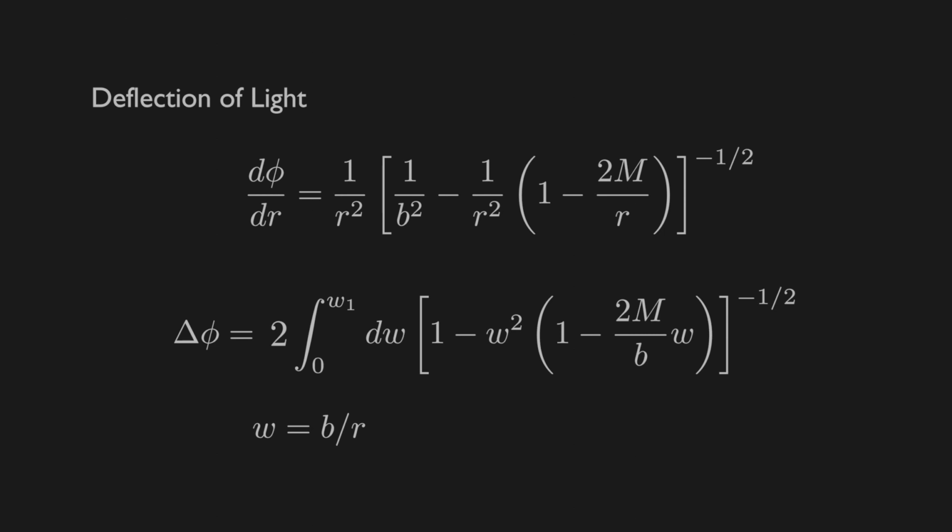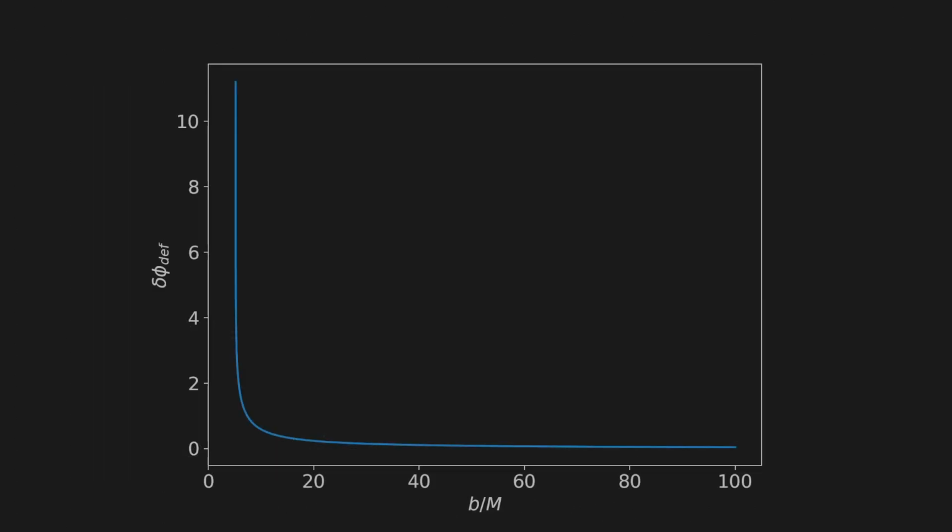In this form, it becomes clear that the shape of the orbit is entirely determined by the ratio of b and m. Finally, the deflection angle is this delta phi minus pi. This integral can be calculated numerically for different values of b over m, the result of which is a graph that looks like this. It's a steeply declining function of the impact parameter, which makes sense as far away from any gravity source we expect no bending of light.